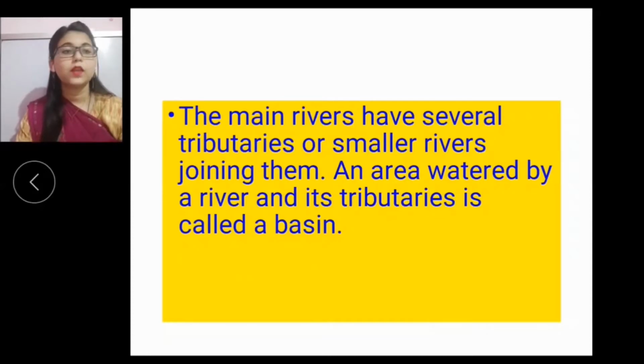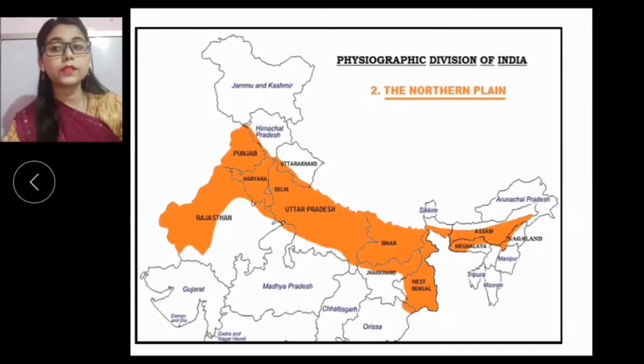So students, you should know that these plains run parallel to the Himalayas from Punjab in the west to Assam in the east. Here also you can see that it starts from Punjab and then spreads towards Assam. This part you should know very well.